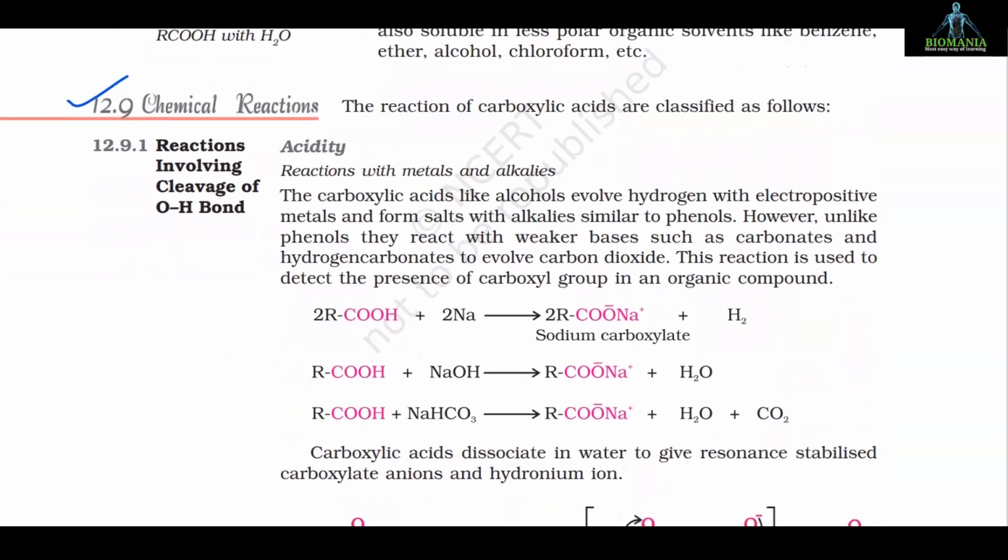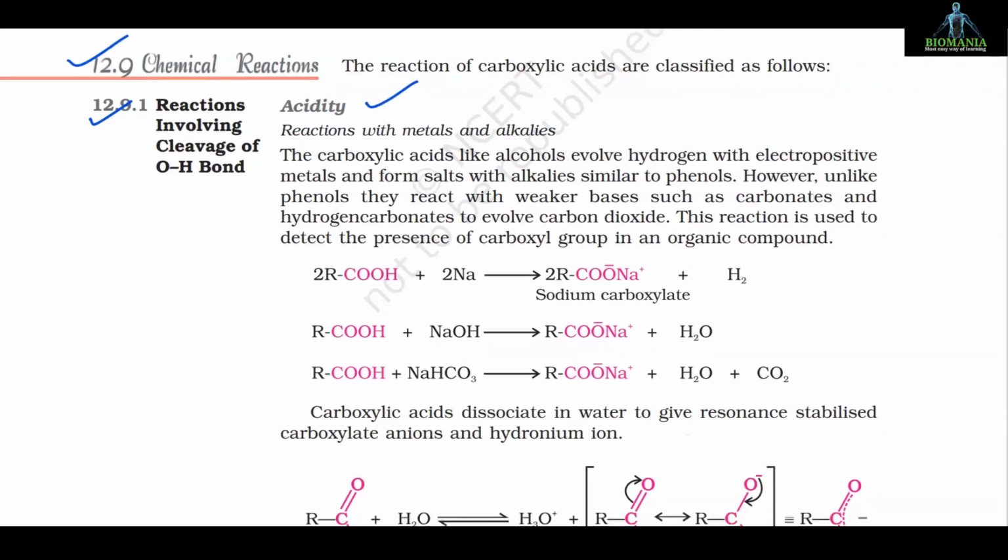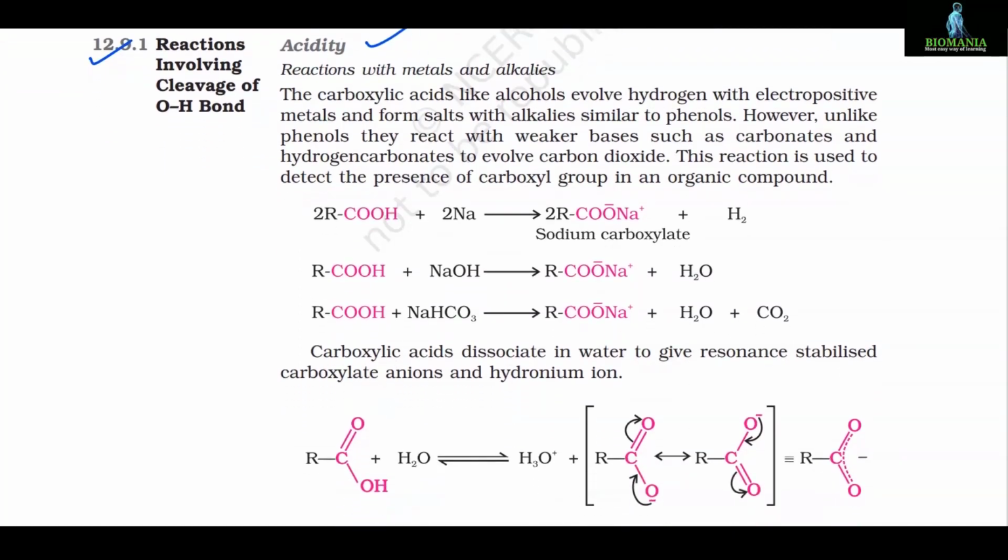12.9 Chemical reactions. The reactions of carboxylic acids are classified as follows. 12.9.1 Reactions involving cleavage of O-H bond. Acidity. Reactions with metals and alkalis. The carboxylic acids, like alcohols, evolve hydrogen with electropositive metals and form salts with alkalis similar to phenols. However, unlike phenols, they react with weaker bases such as carbonates and hydrogen carbonates to evolve carbon dioxide. This reaction is used to detect the presence of carboxyl group in an organic compound.